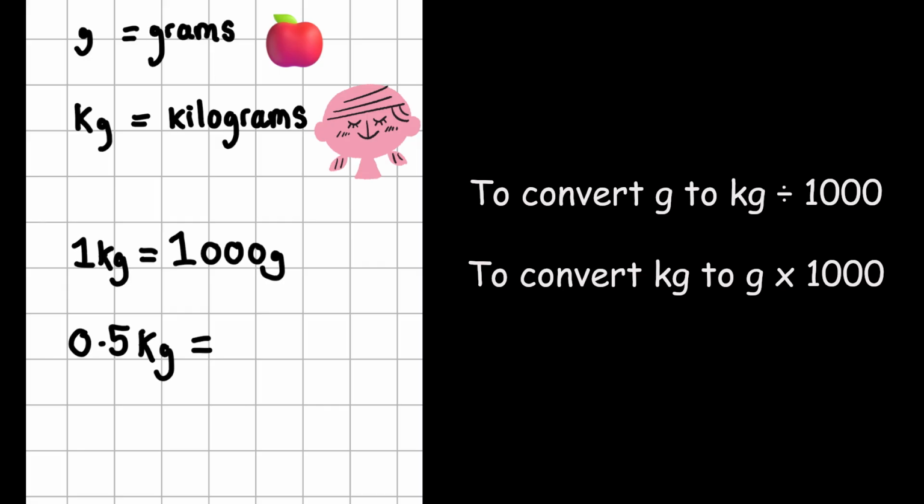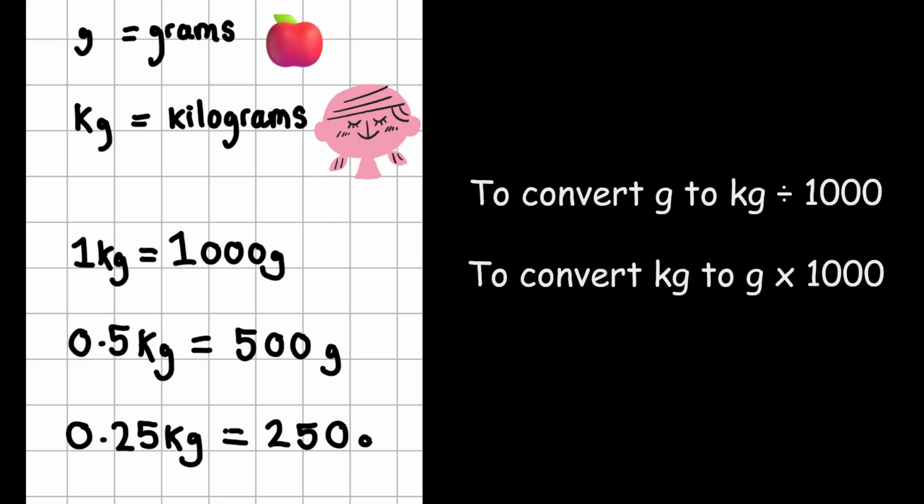0.5 kilograms equals 500 grams. 0.25 kilograms is equal to 250 grams. As you can see, 1,000 grams divided by 1,000 equals 1 kilogram. And also 1 kilogram times 1,000 is equal to 1,000 grams.